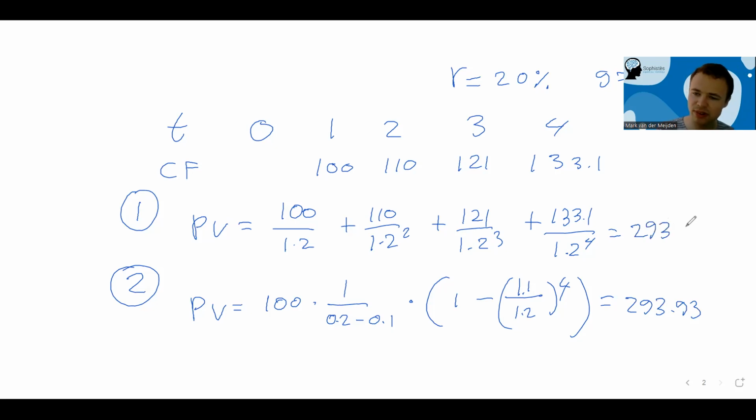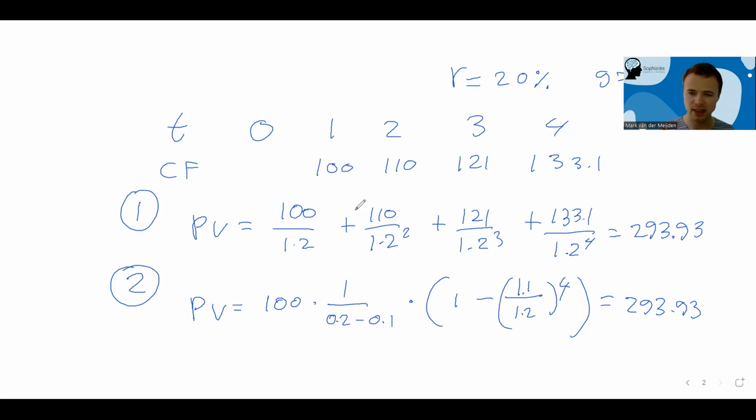So there are 2 different ways to calculate the present value. And the second formula you will need when you have a lot of cash flows. So here for 4, yeah, then it's actually easier to use the first method. But like I said, if you have like 30 different years, then you're forced to use the second formula. It would be too much work to do it into your calculator.